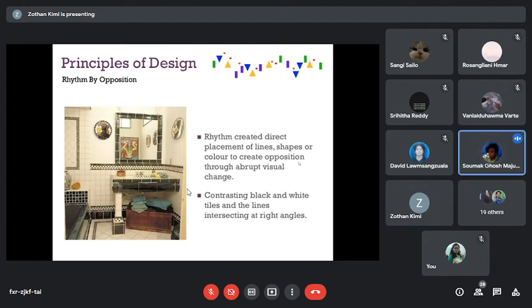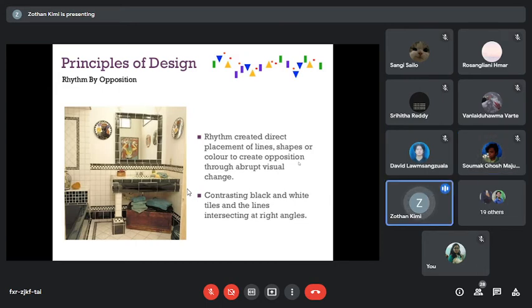Principles of design, rhythm by opposition. Rhythm created by direct placement of lines, shapes, or color to create opposition through abrupt visual change, contrasting black and white tiles and the lines intersecting at right angles.